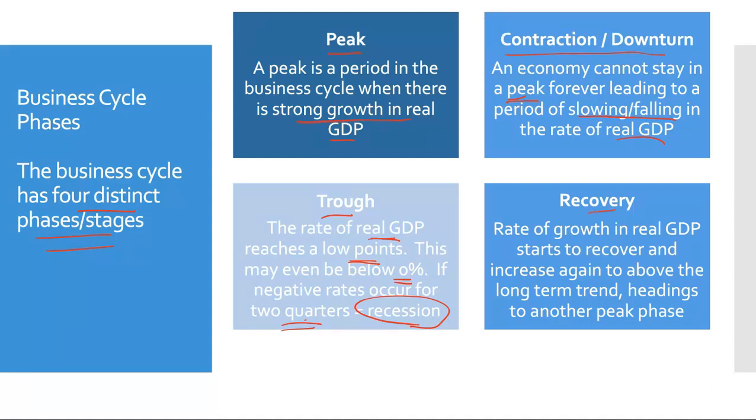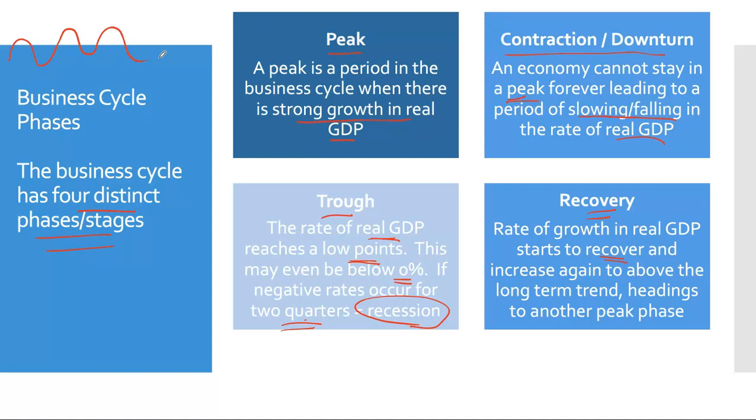Once we hit a trough, we will then have a recovery. This is where rates of growth in real GDP start to recover and increase again to above the long-term trend. So if we think about this as a cycle, we're going to continually go through these 4 phases.